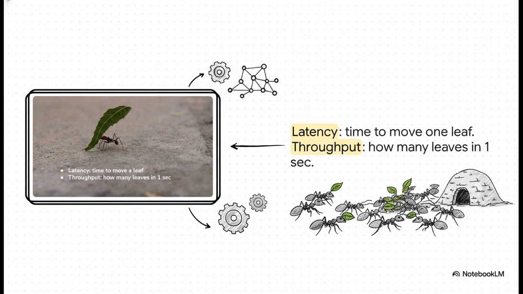Think of it this way. Latency is the time it takes for this one ant to move one leaf. That's how fast a single prediction is. Throughput, on the other hand, is how many leaves the whole colony can move in 1 second, how many predictions your system can handle at the same time. In production, you have to optimize for both. And believe me, they are often fighting against each other.